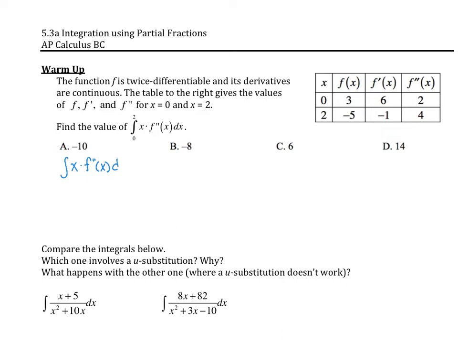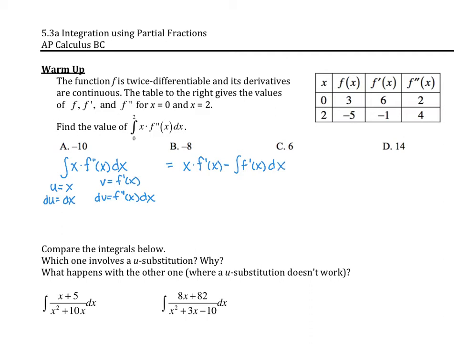Looking at this, I have the product of functions. And so therefore, I'm going to need to use integration by parts. So I'm going to let u equal x, and I'm going to let dv equal f double prime of x dx. Therefore, du would just equal dx, and v would equal f prime of x, the antiderivative of the double prime. Rewriting this integral, then, we would get u times v minus the integral of v du.